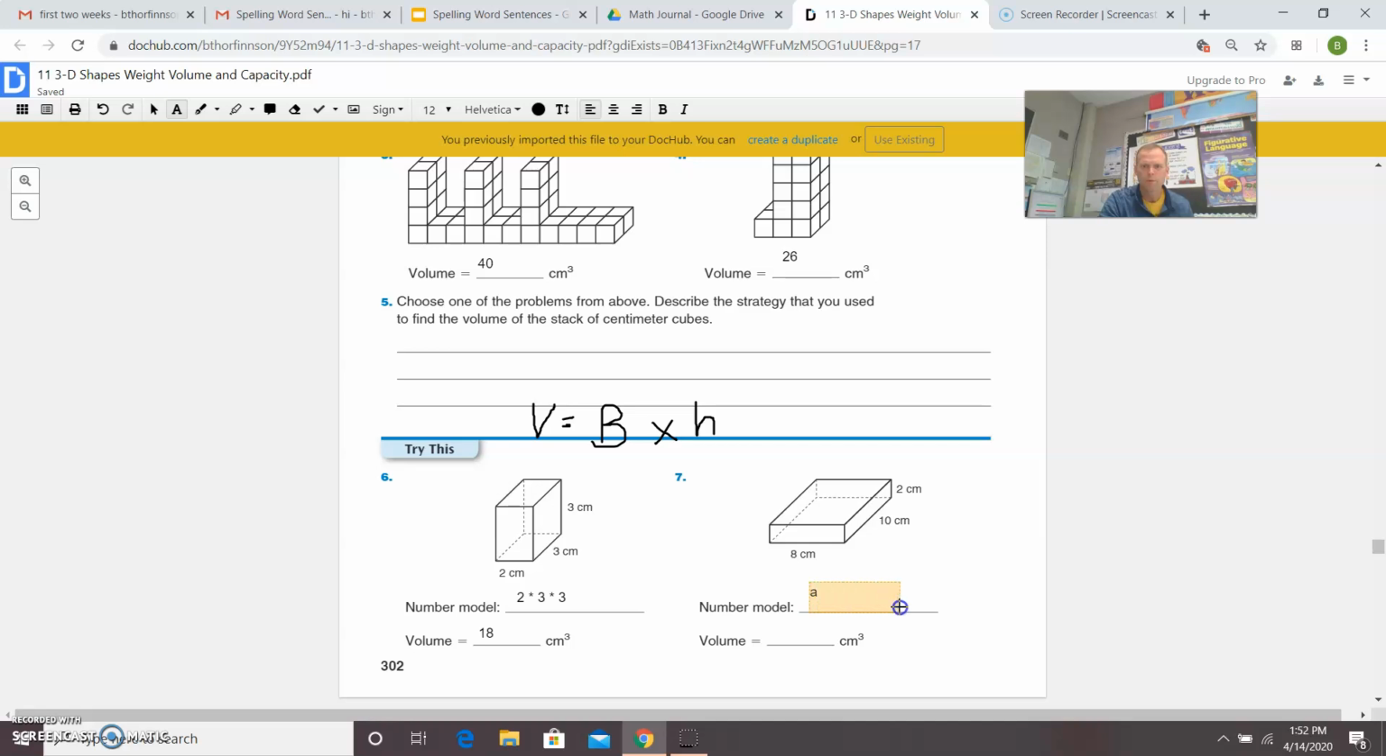Okay, for this one, we have 8 times 10 times our height, which is 2. Okay, well, 8 times 10 is 80. 80 times 2 is 160. Okay, that page should have been pretty easy. Let's jump ahead now. So that was page 302. We're going to jump and do page 304.